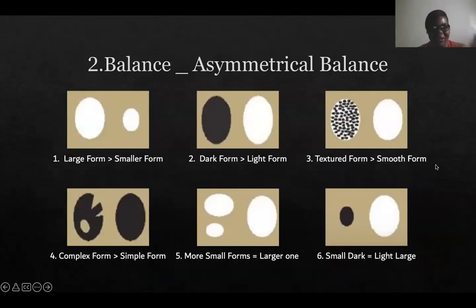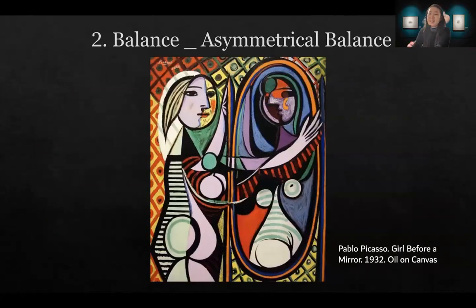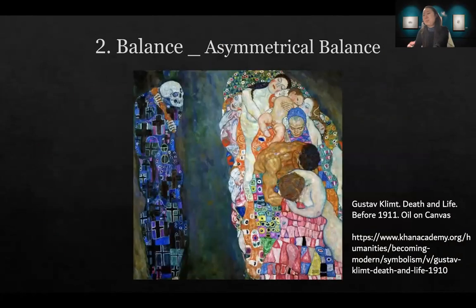All right, Andre. Very good. And let's move on to the next example. So this is a painting by Gustav Klimt. So which asymmetrical type did he use?